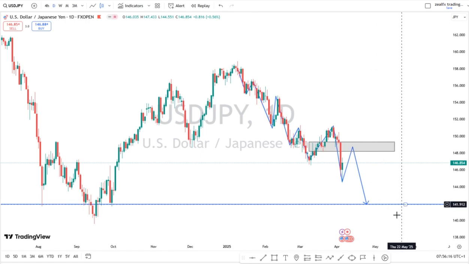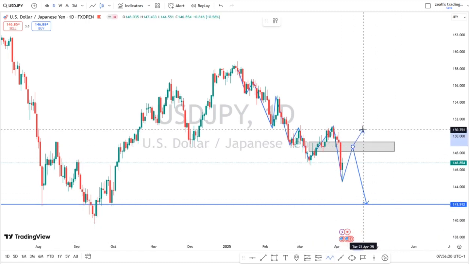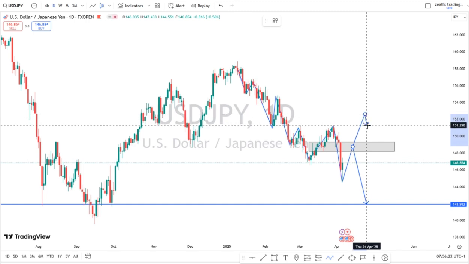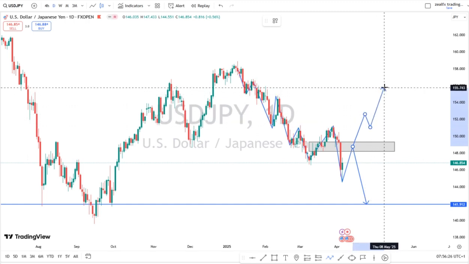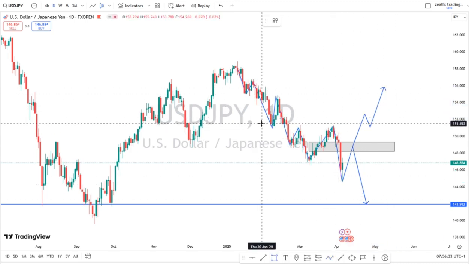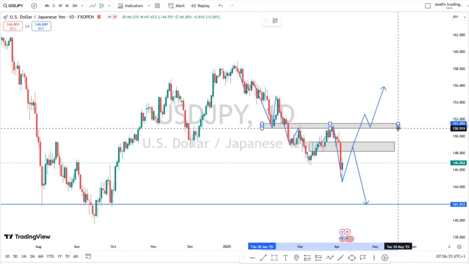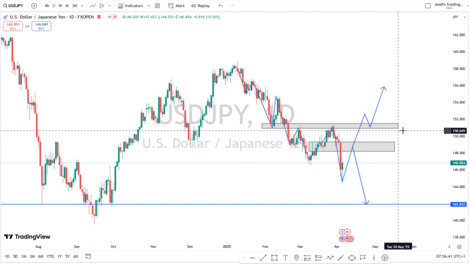So for the buying scenario, we'll be waiting for price to go above this region, then we'll wait for a retest, then look at our buying scenario for the USDJPY. So if price breaks above this resistance, it must turn to support before we can look at a buy scenario. Then we can look at a buy opportunity from that resistance that has turned to support.